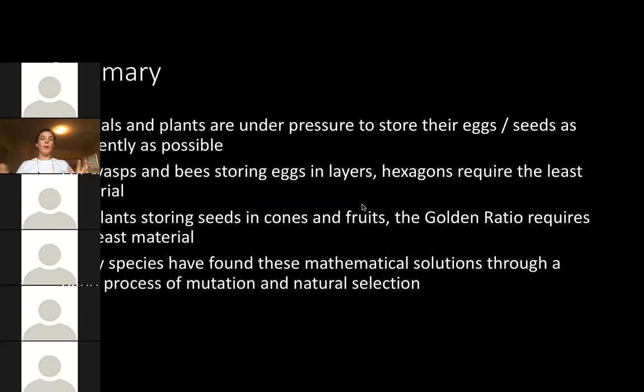So just to wrap up, animals and plants are under evolutionary pressure to store their eggs or seeds, pretty much the same thing, as efficiently as possible. So for wasps and bees, they have figured out through evolutionary time to use hexagons because they require the least amount of material. And plants, who are storing their seeds in cones or fruits, have figured out, again through evolutionary time, that the golden ratio requires the least amount of material to store their seeds. So it's just amazing that all these different species have found these mathematical solutions through the process of natural selection.